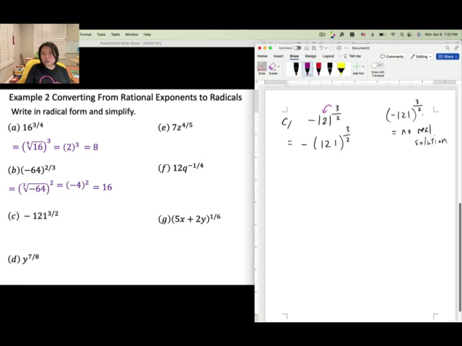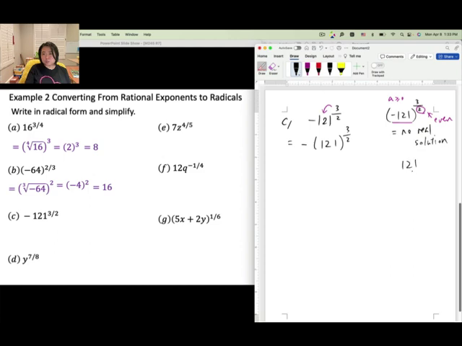Because we have the square root here, this is an even root, so the base has to be positive when we have the parenthesis. But without the parenthesis, the negative is outside of this. So the a is still a positive number, even though we have the square root.